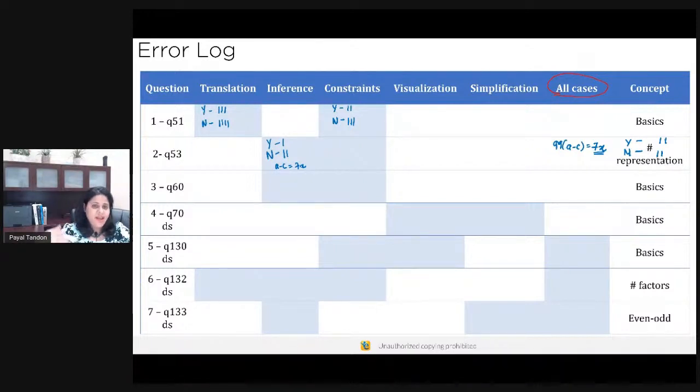If he starts to see more inference-related columns in his error log, that's when he'll see that he understands the concept, but he needs to focus more on this: given a product of two numbers that is a multiple of 7, what are the possible cases? So he needs to focus on things like that. All right.